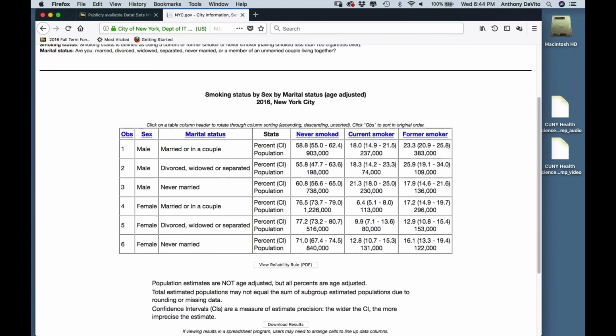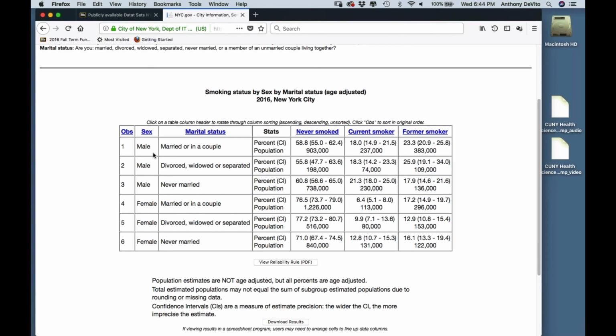And here it is. It's actually tabulated this information. It gave me the percentage of smokers for males who are married, males who are divorced or separated, not that big a difference. Males who were never married, look at it, a little bit higher for males that are never married. I guess there's no female around telling them not to smoke in the apartment or something like that, right? Females who were married or in a couple, that's very low. That's the lowest of any group.